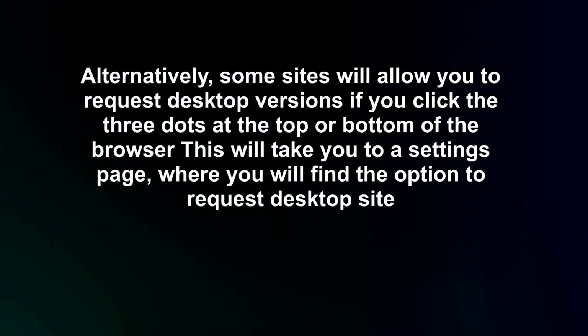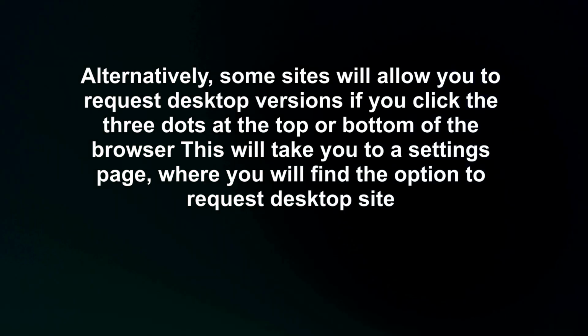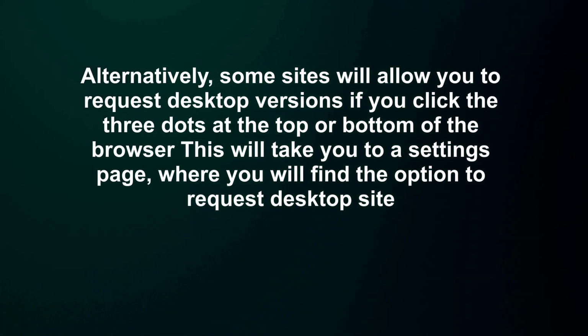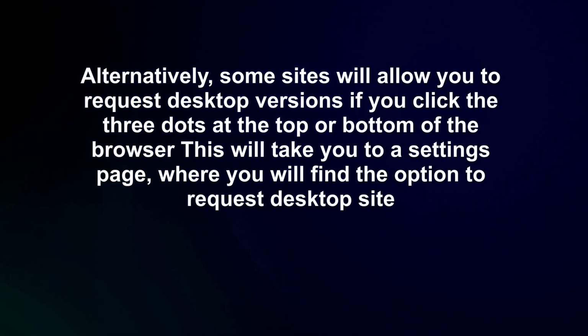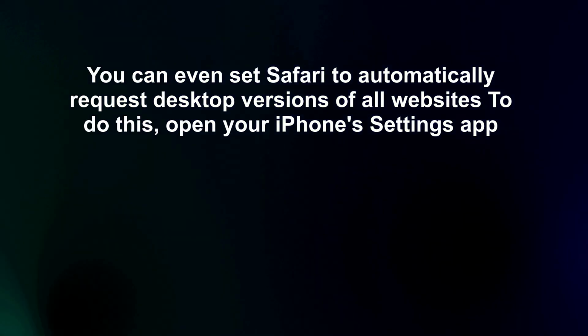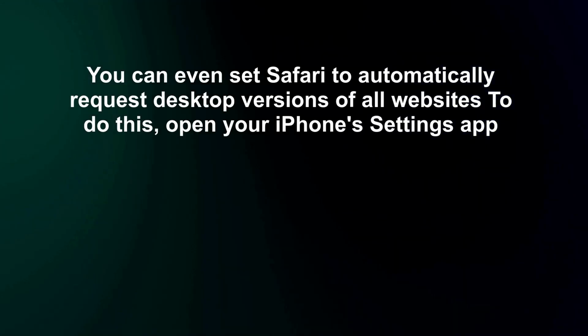Alternatively, some sites will allow you to request desktop versions. If you click the three dots at the top or bottom of the browser, this will take you to a settings page where you will find the option to request desktop site. You can even set Safari to automatically request desktop versions of all websites.